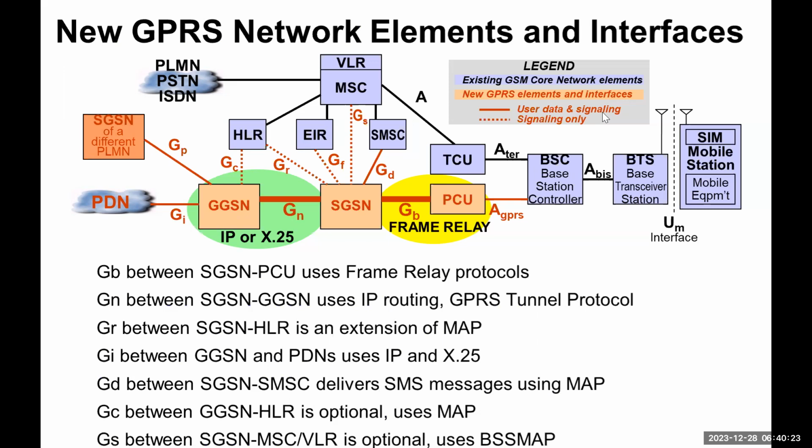And some more interfaces we can see here: the Gs interface between the packet switch and circuit switch core network terminal, that is the SGSN and MSC/VLR. The Gc interface between the GGSN and HLR is optional actually, but uses the MAP protocol. And the Gd interface between the SGSN and SMSC. And the Gr interface between the SGSN and HLR, it is an extension of MAP. Right? So these are some interfaces introduced in the GPRS network.